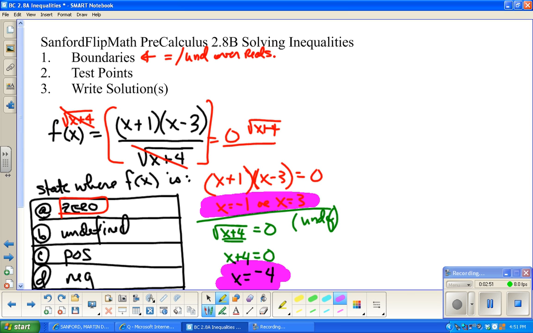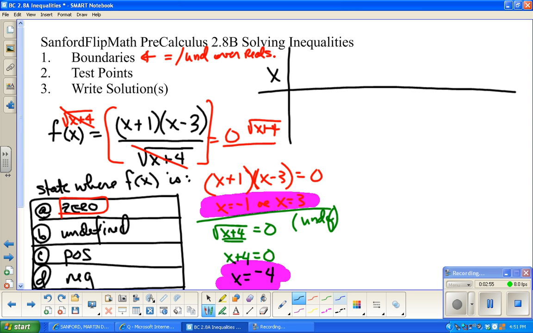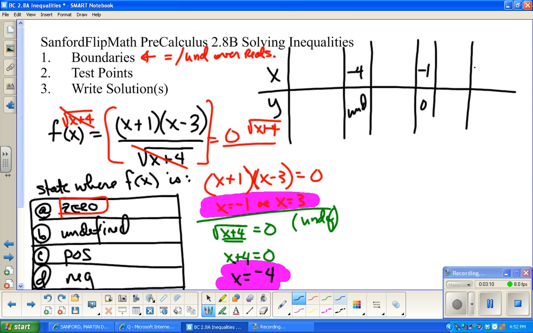Okay, so we're going to build a sign chart. What we're putting on our sign chart are x and y values. And remember, the boundaries must be in numerical order. -4 makes this undefined. -1 makes this 0. And I'm squeezing now. 3 also makes this 0. So this is going to be our sign chart.